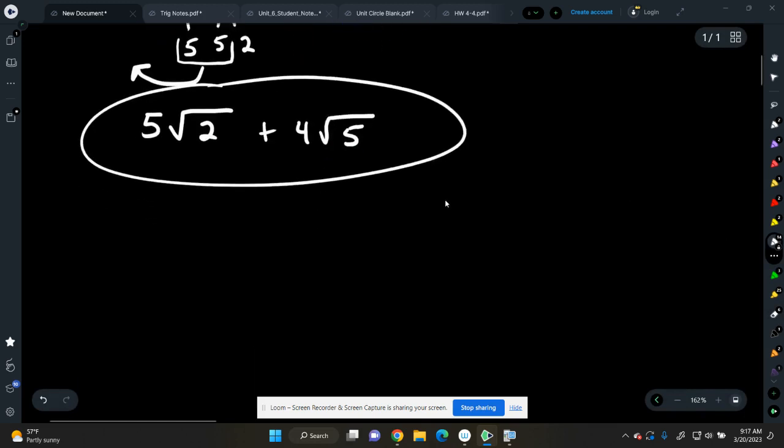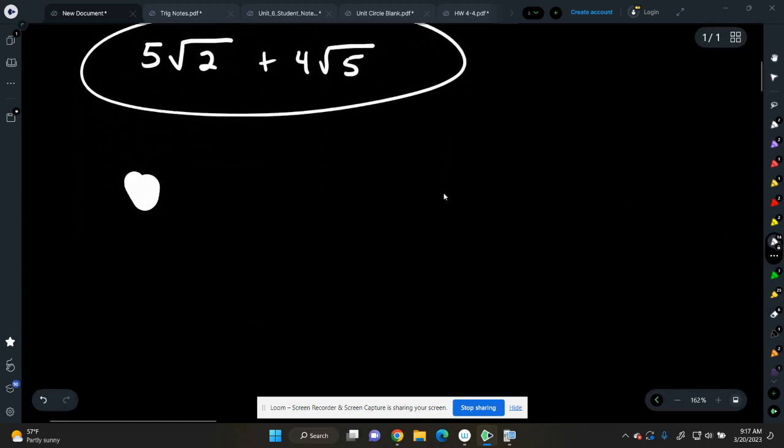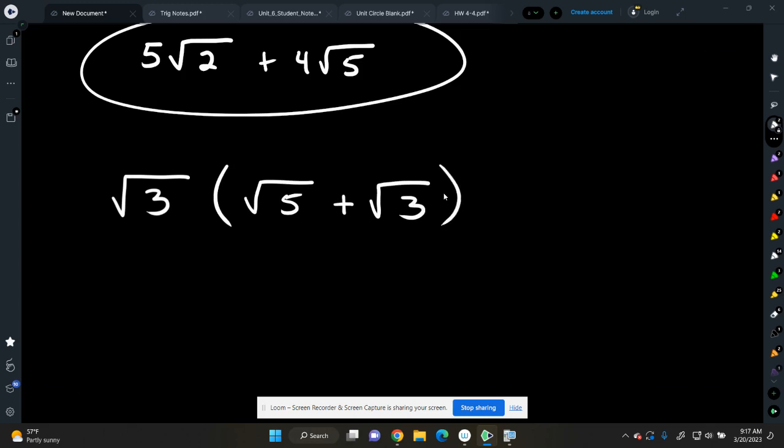Okay, let's look at another example. Let's look at the square root of 3 times the square root of 5 plus the square root of 3. I'm going to give you a moment to try that one yourself.